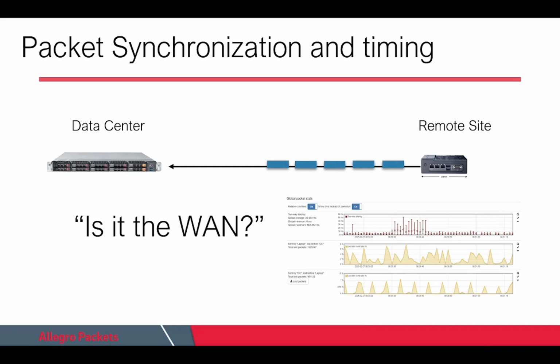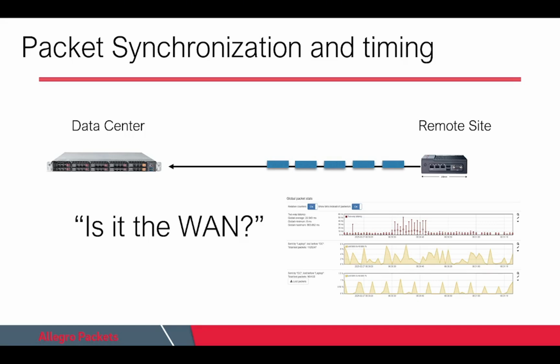Today what we're going to talk about is the Allegro multimeter's capability of synchronizing packets between multiple Allegros. So think of a scenario where you've got users at a remote site across the WAN, or across any type of connection, whether that be VPN or traditional WAN circuits as they exist today. And the users are complaining that the network is slow.